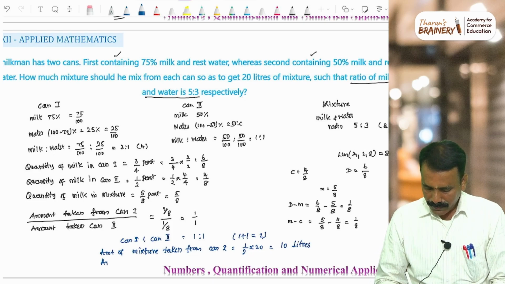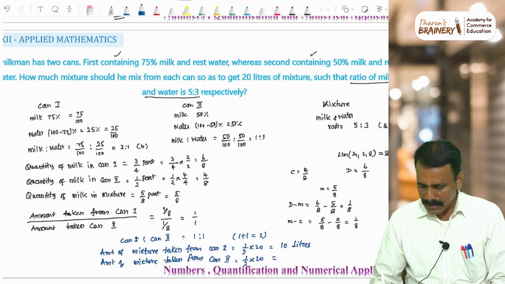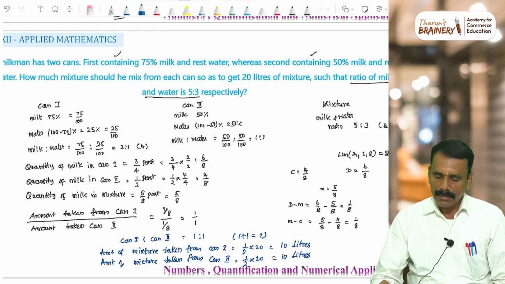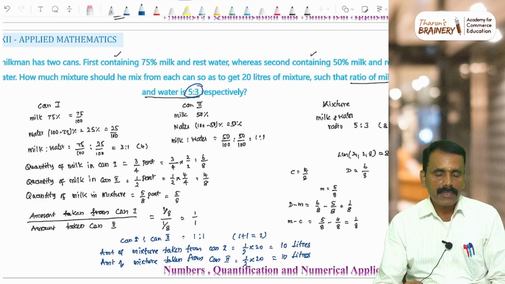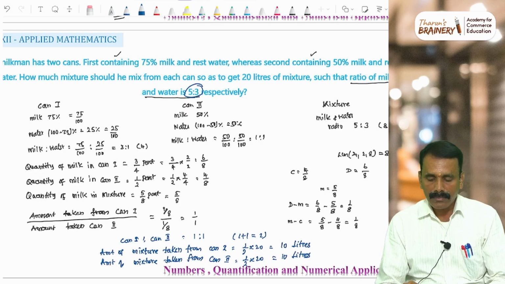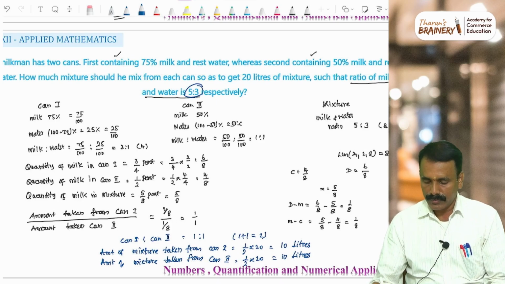So the amount of mixture taken from can 2, again 1 by 2 into 20, is 10 liters. So to get the resulting mixture in the ratio 5:3, we are supposed to take 10 liters of mixture from can 1 and 10 liters of mixture from can 2.